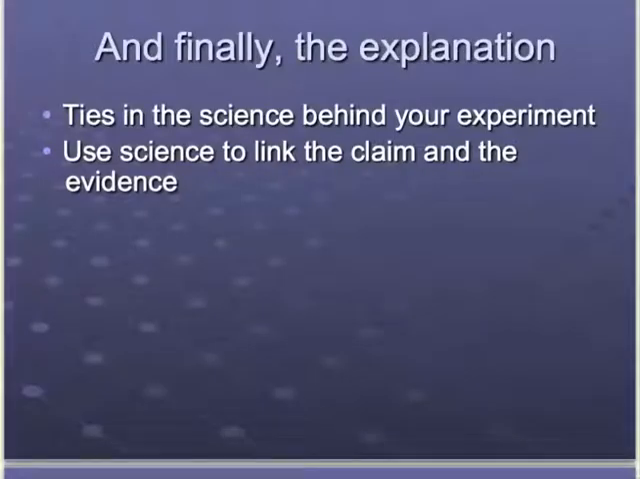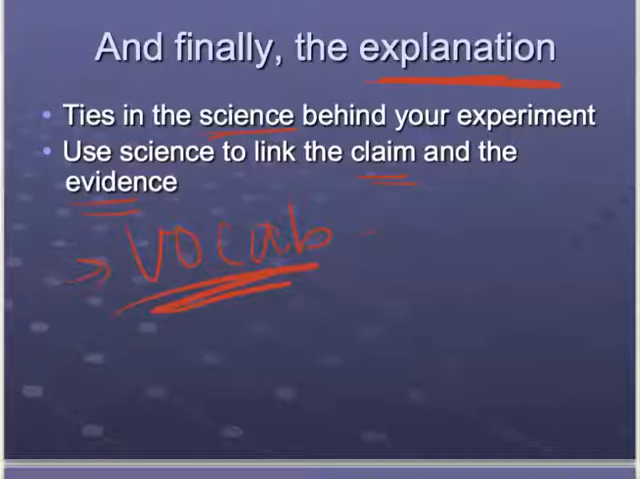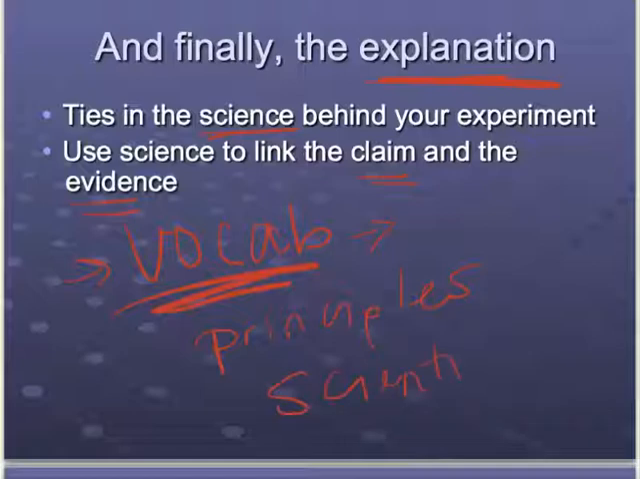And lastly, as we're working into the toughest section to write, the explanation section, we want to make sure that we tie in the science behind your experiment and that it uses science as a link to the claim and the evidence. The biggest way that you can do that and show me that you understand the science behind it is to actually link into science vocabulary that you've studied, into perhaps science principles, perhaps linking also to specific scientists' work that have studied these topics that you have learned about.